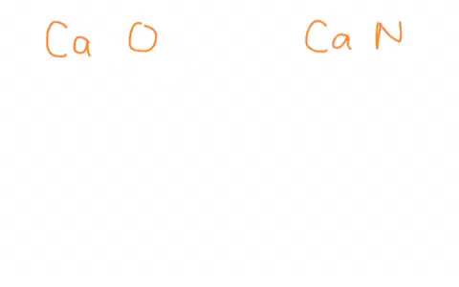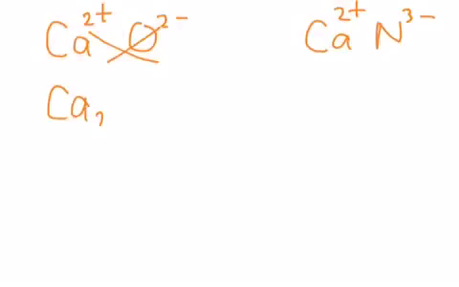So just to try a couple more challenging ones, let's think about what we would get if we combine calcium with oxygen and then calcium with nitrogen. So first step, go to the periodic table, find out what the charges are on those. Calcium 2 plus, oxygen 2 minus, nitrogen 3 minus. So if I choose to crisscross these charges, I would end up with Ca2O2.